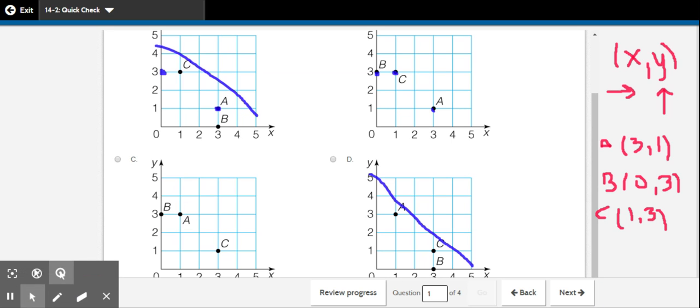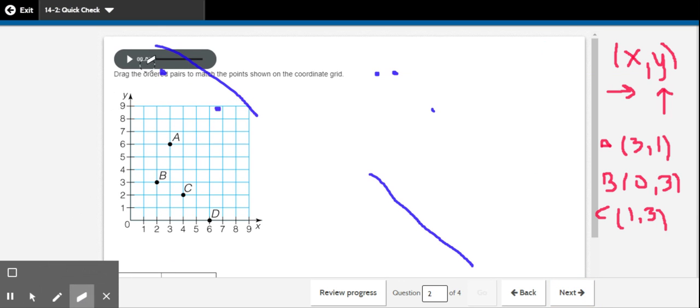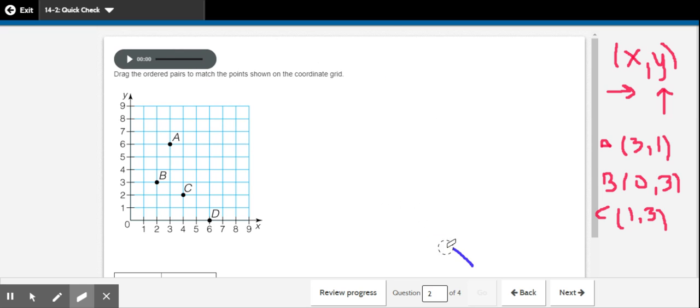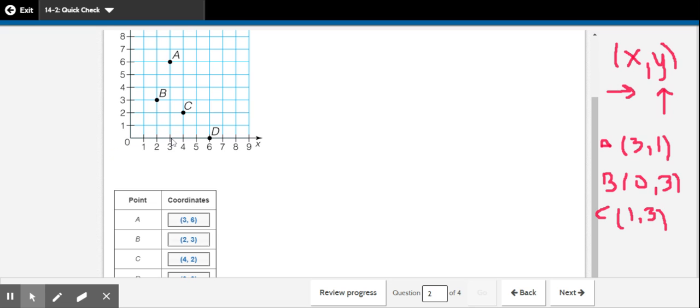All right, moving on. Number 2 was pretty good. We're just matching our ordered pairs. Again, you've got to remember your XY every time. That's always going to be the order that it falls. So A, we're going to the right 3 times and up 6 times. So 3, 6 right there.